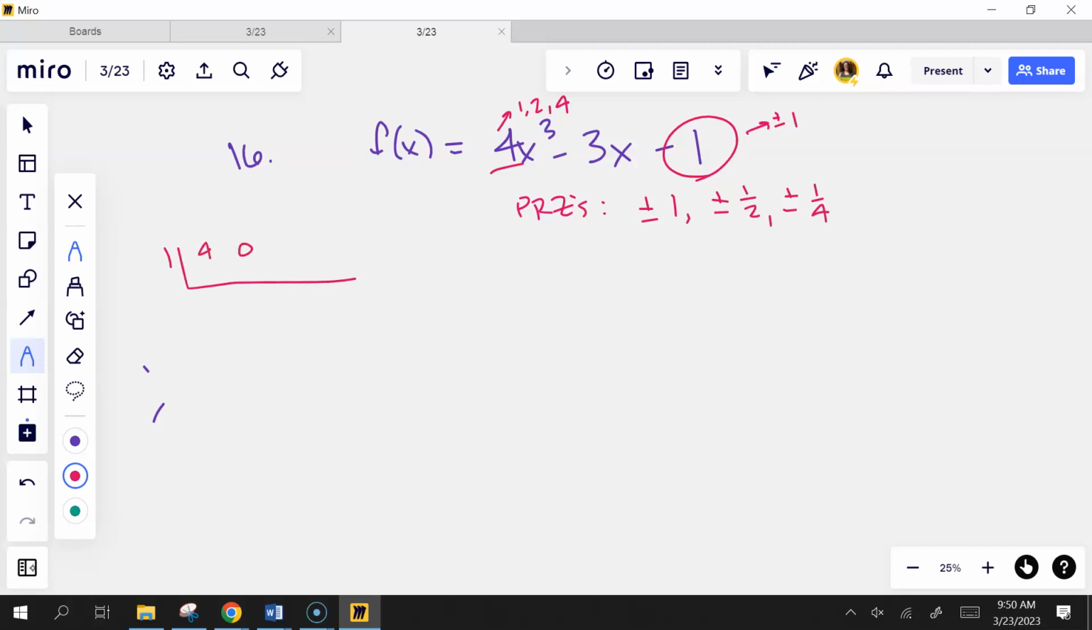So 4, I do need a placeholder. Drop it. It is 1. So I get x minus 1 times 4x squared plus 4x.